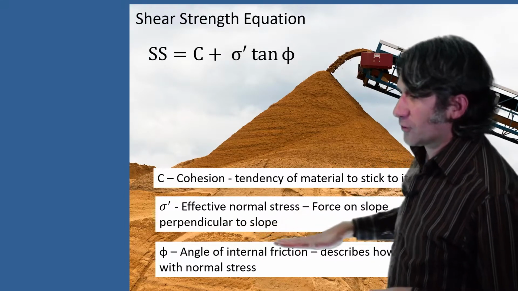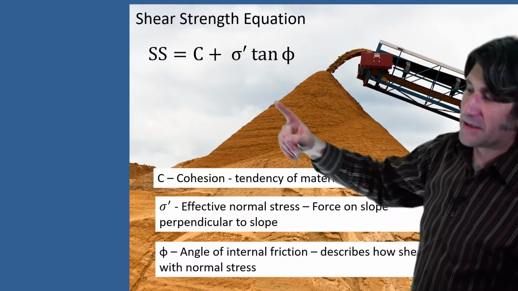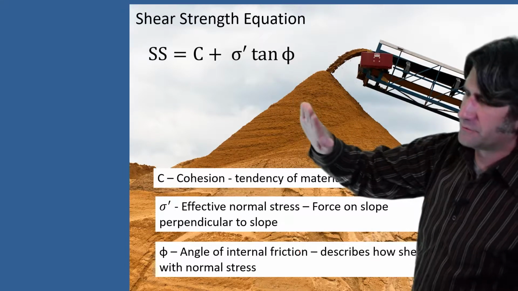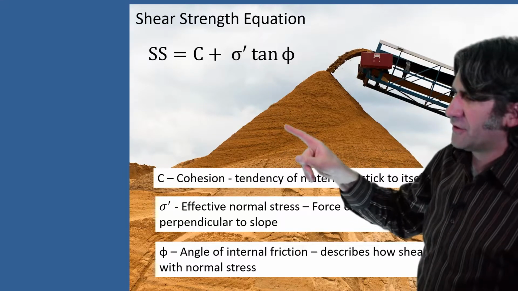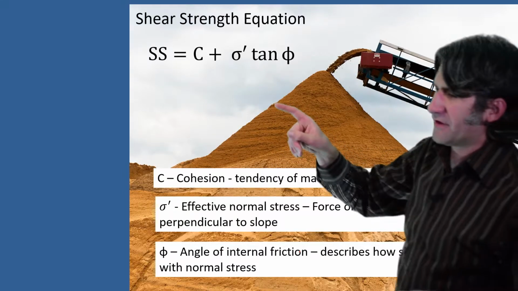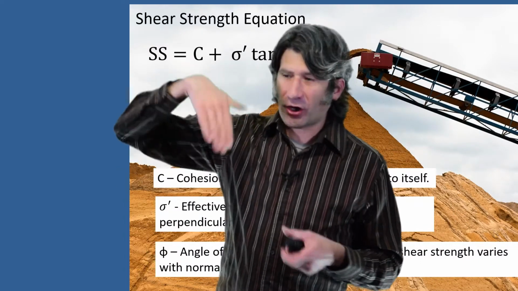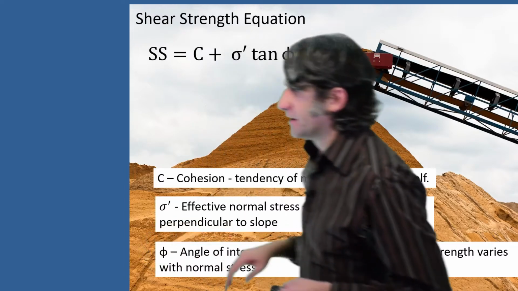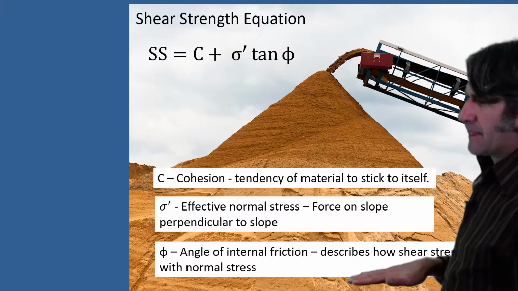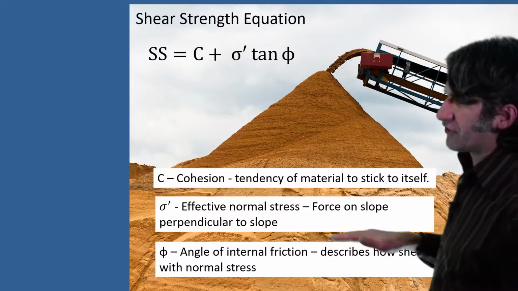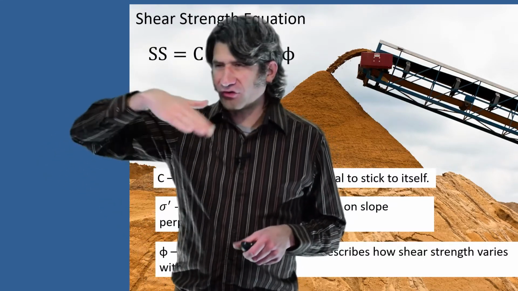Okay, our next term here is our effective normal stress. An effective normal stress is essentially the force that's going to be perpendicular to the hill slope. Here's my finger, there we go. That's going to be perpendicular to the slope. That's our normal stress, and essentially this is related to the force of gravity acting on our slope. And finally, our last term here is our angle of internal friction, phi, and that describes essentially how shear strength varies with normal stress. As the normal stress varies, how does the strength of the material vary?